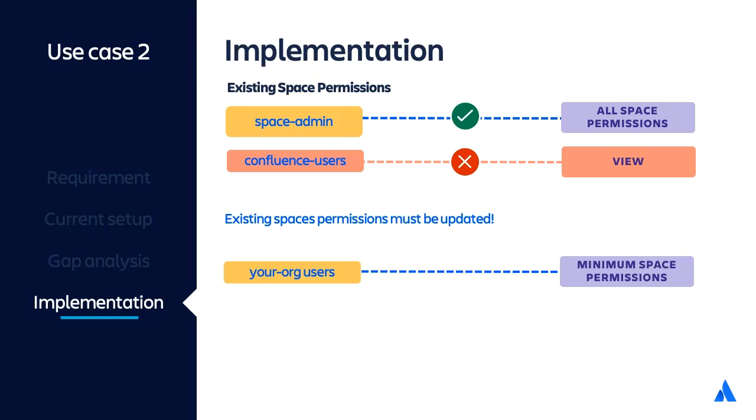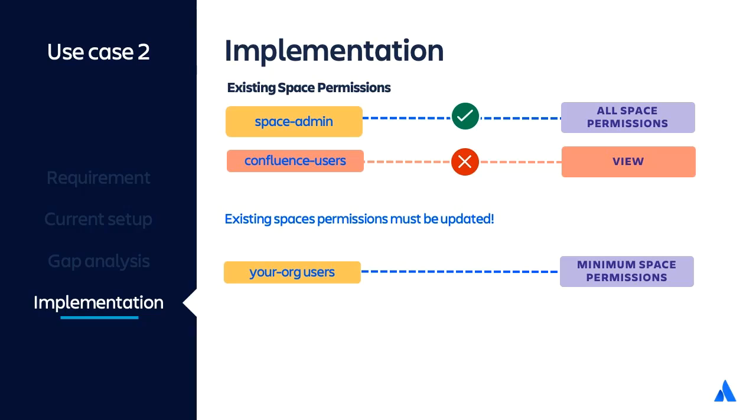To resolve this problem, you should create a new group named, for example, Your Organization Users. Add all the users in your organization to that group. In existing spaces, replace the Confluence users group with the Your Organization Users group. Make sure the permissions granted to Your Organization Users group are the same as those granted to the Confluence users group. All of this can involve user error, and the worst case scenario would be a data breach.